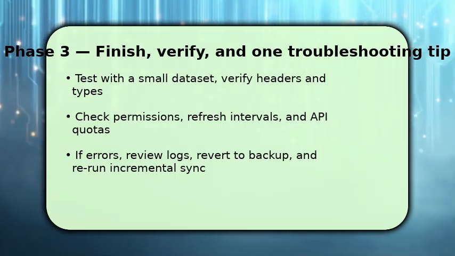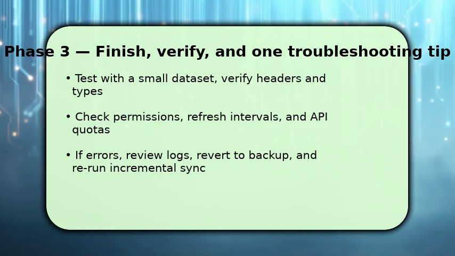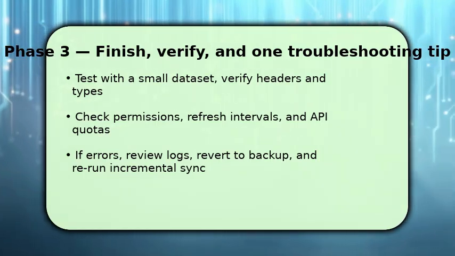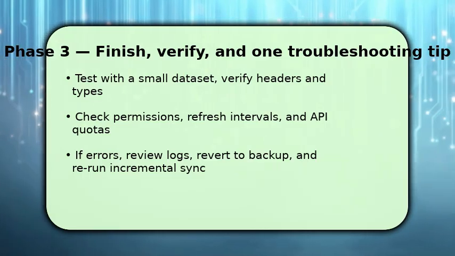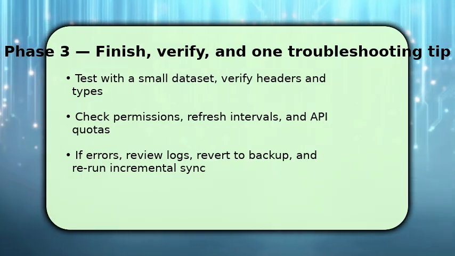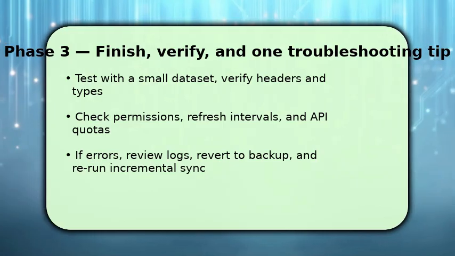If something goes wrong, inspect execution logs and permission scopes, restore the workbook from backup if needed, and then rerun an incremental import to avoid duplicates. If stuck, ensure no locked cells or protected ranges are blocking writes, and then try again.